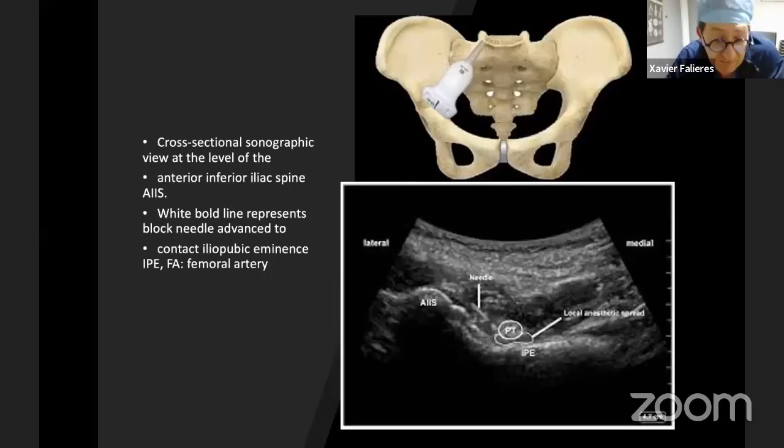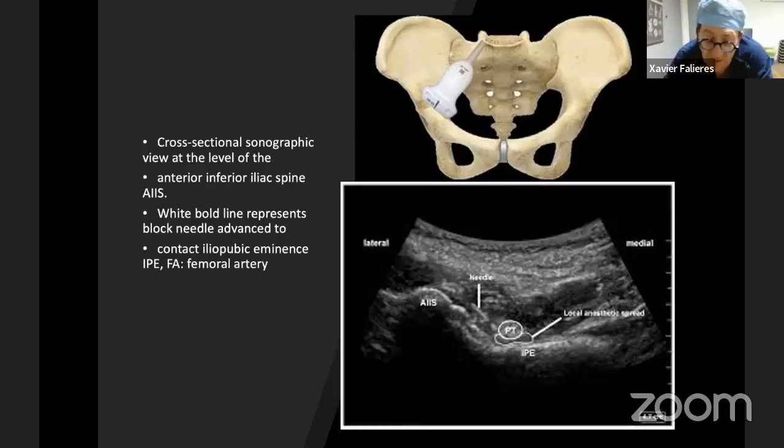It's quite easy. You place your probe, and normally you first try to localize the femur head. When you see it, you go more cephalic until you see the typical image of the anterior iliac spine. Then you will see the iliopubic eminence, the femoral artery, and a very bright image of the psoas tendon. It's precisely the place of the needle, between the bone and the psoas tendon.